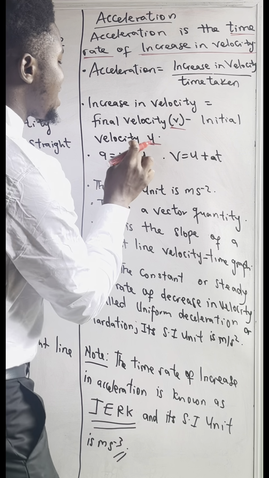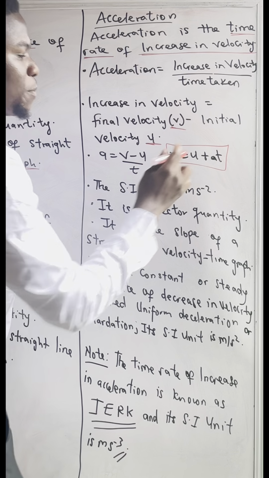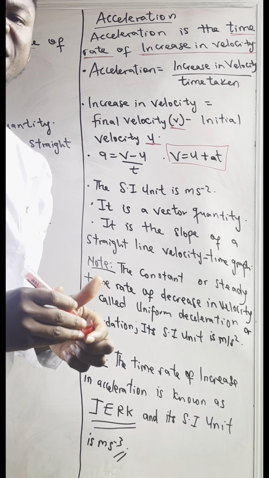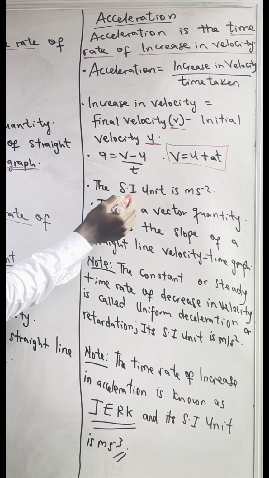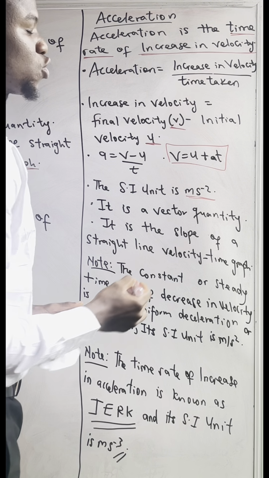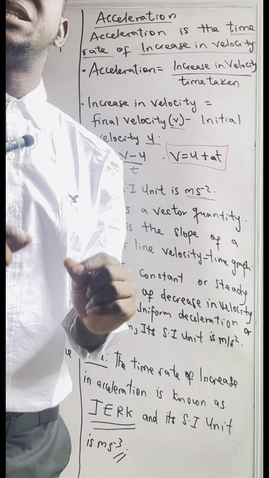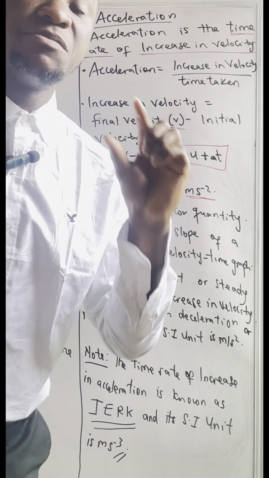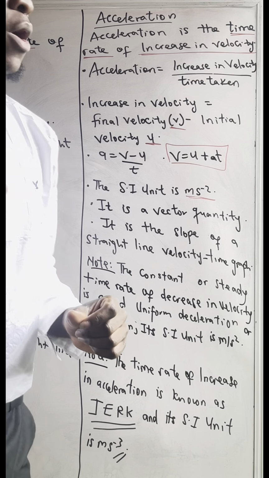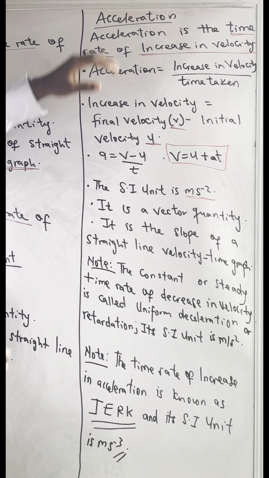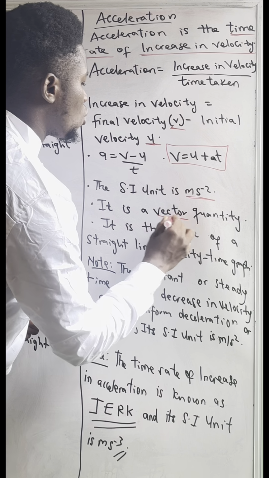Mathematically, we can make v the subject of the formula. Then we get v is equal to u plus at. And this equation is known as the first equation of motion. The next thing you have to note is that the SI unit of acceleration is meter per second square. Do not forget that the unit of speed is meter per second and the unit of velocity is meter per second. They are the same units, but speed is scalar, while velocity is vector. But the unit of acceleration is meter per second square. Acceleration is also a vector quantity.